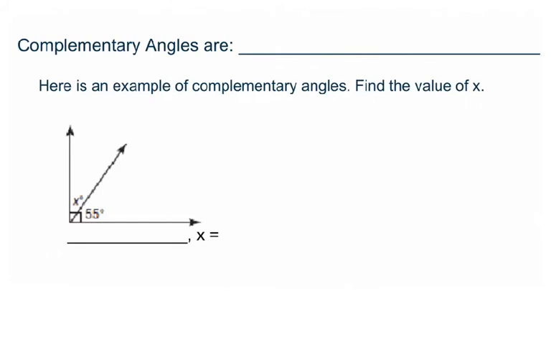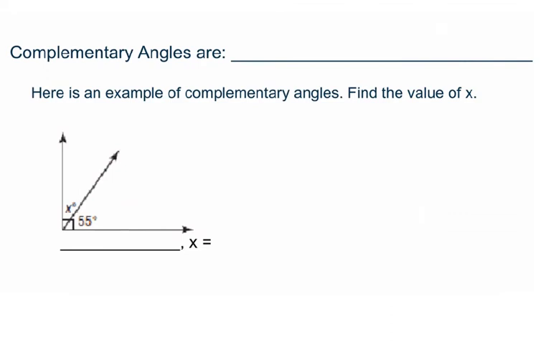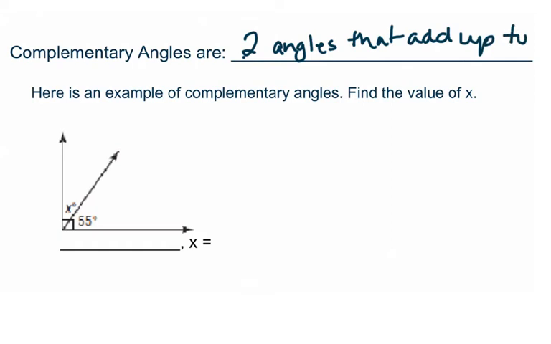Okay, let's start with an easy one just to give a reminder of complementary angles. Complementary angles are two angles that add up to 90 degrees. As you see here, they are giving you your corner, knowing that it's there.